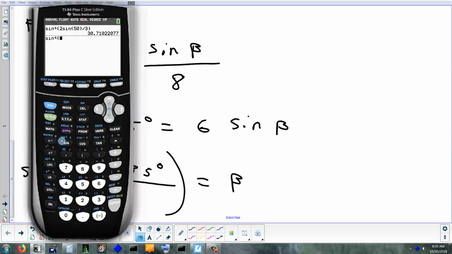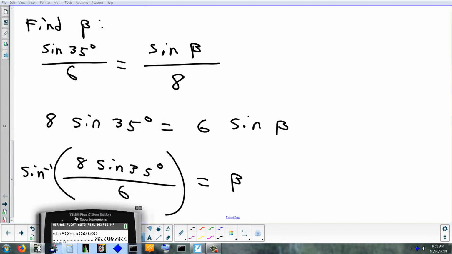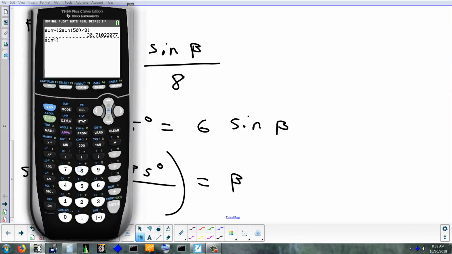So inverse sine, my calculator's still in degrees, it'll stay in degrees now until I shut the program down and start it back up. So I should be good with that. 8 sine 35 over 6. 8 sine 35, make sure you close the parenthesis, and over 6. Okay, so I get 49.886. So this is not a no solution. There is a solution, and it's right there.